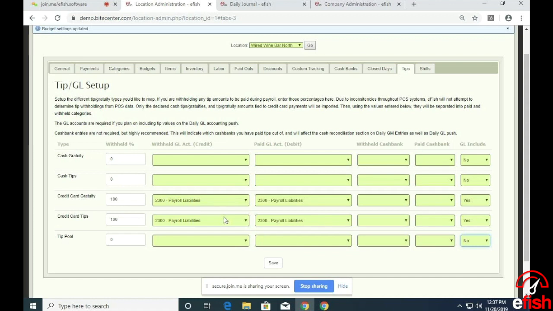So each day, the cash amount would be shown in tips that they received, and there would also be a withholding entry for their payroll on a daily basis. They'll be paid at payroll.